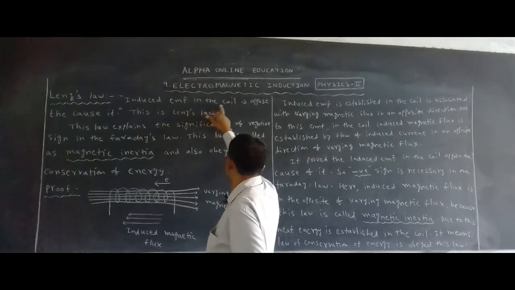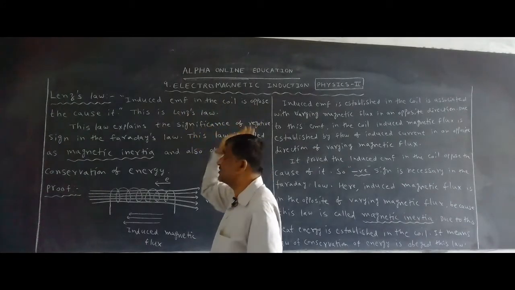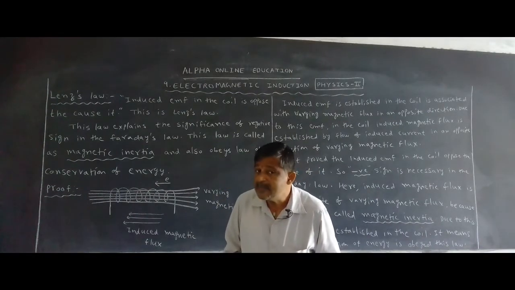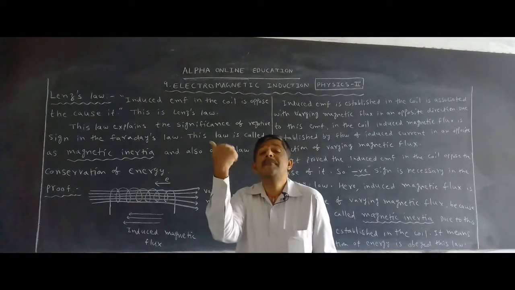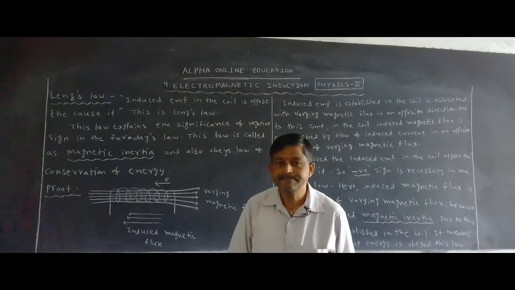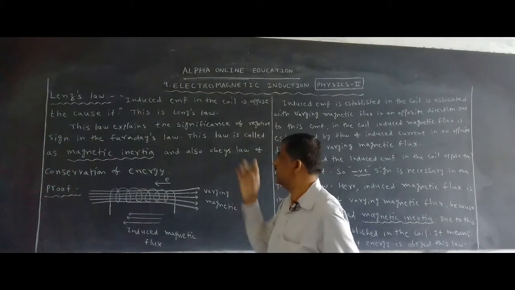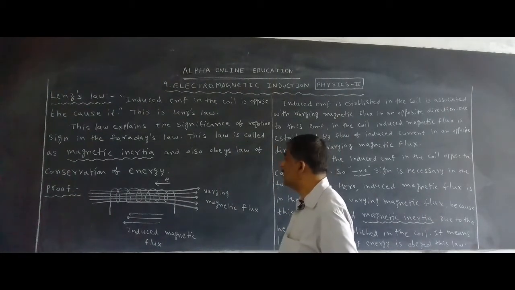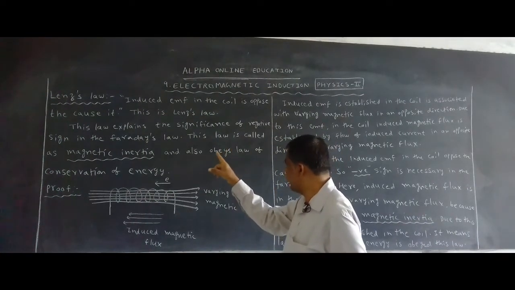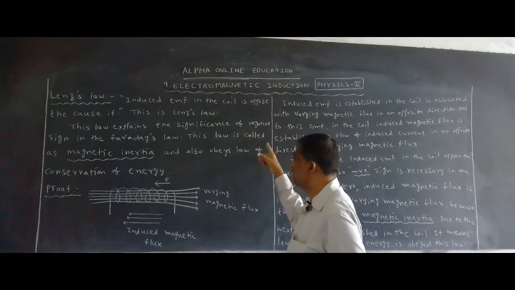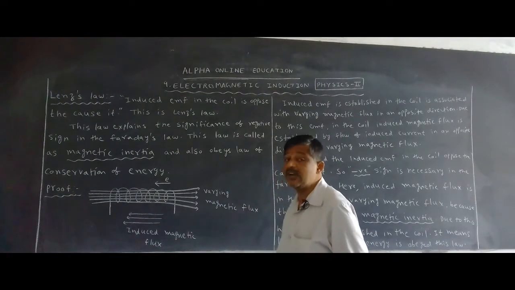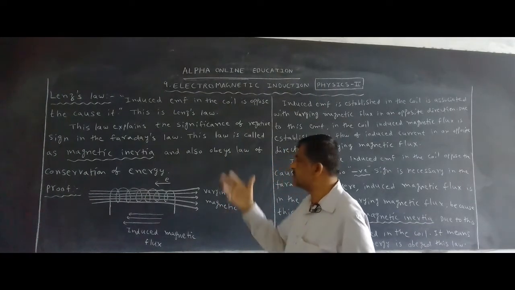Induced EMF in the coil opposes the cause of it. Opposing, that's why the negative sign is needed. What is Lenz's law? Induced EMF in the coil opposes the cause of it. This law explains the significance of the negative sign in Faraday's law.